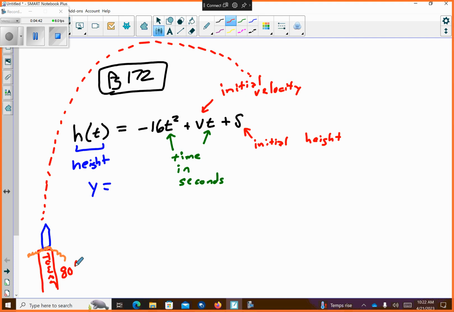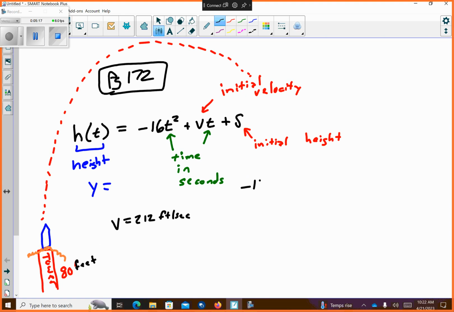Like 80 feet is like 8 stories. Picture a building that has 8 floors to it. That's basically an 80-foot tower. It might be a little bit off, but for the most part, that's something to visualize. All right, they tell us that it has an initial velocity of 212 feet per second. Okay, so we have enough information to start filling out our equation.